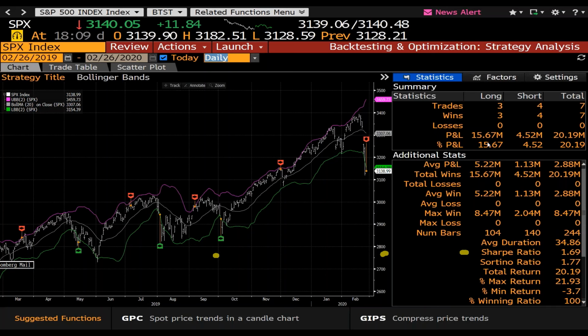And then the overall P&L for that particular period was well over 15.67% for the long side, and for the short side, 4.52%. And the total P&L is 20.19%. Beat that. That is just an amazing return for the S&P 500 index on the daily time frame by using the Bollinger Band. Now, are you guys clear about this particular strategy? Do you understand what I mean by this?